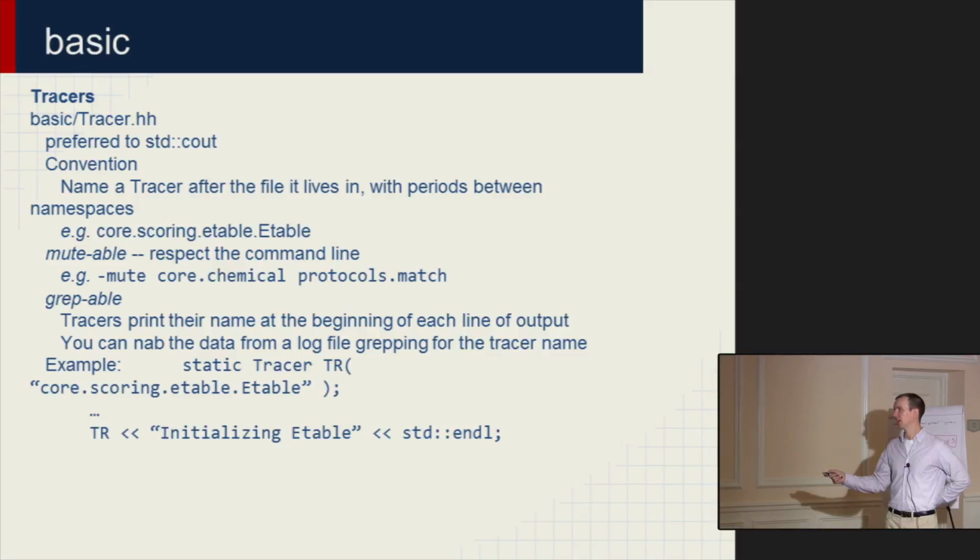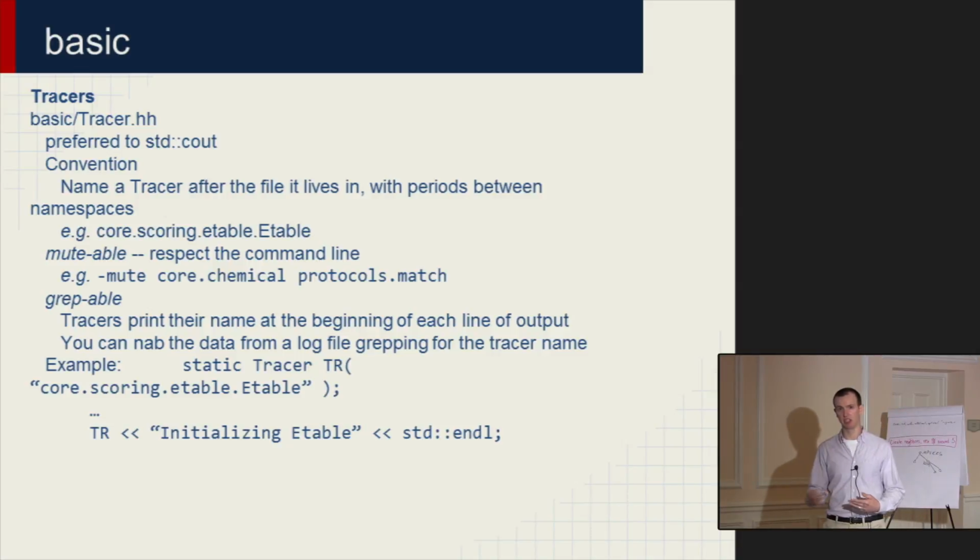And everything in all the namespaces beneath the muted channel will be muted. So if you were to mute core.scoring, then that would also mute core.scoring.etable. If you want to mute everything in core, then you can say mute core. If you want to just mute everything, you can say mute all.